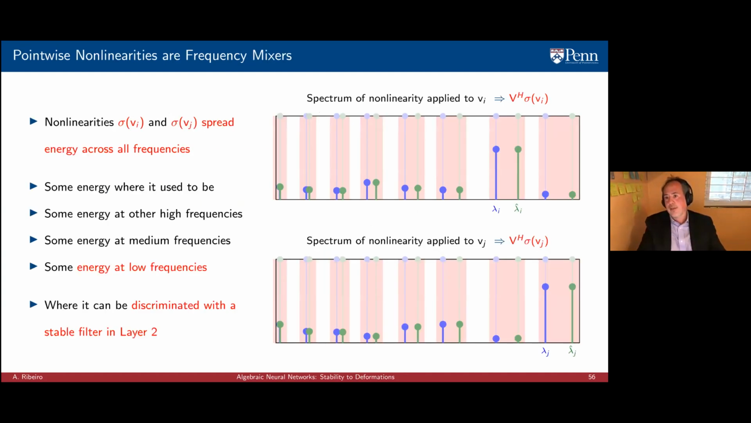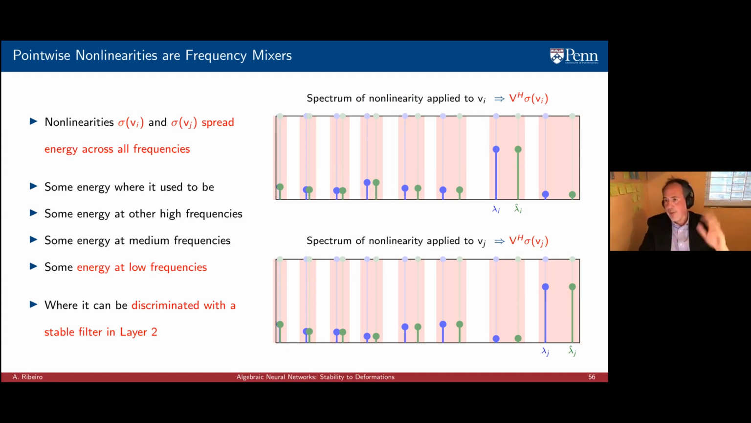This is where the nonlinearity comes into play, because the nonlinearity is like a demodulator operator, which is going to move your high frequency components into low frequencies where you can discriminate them with a stable filter.